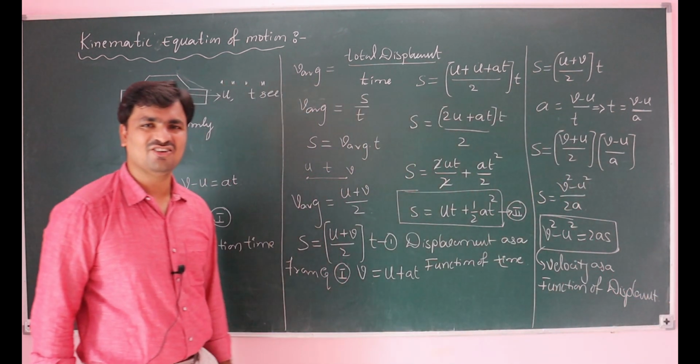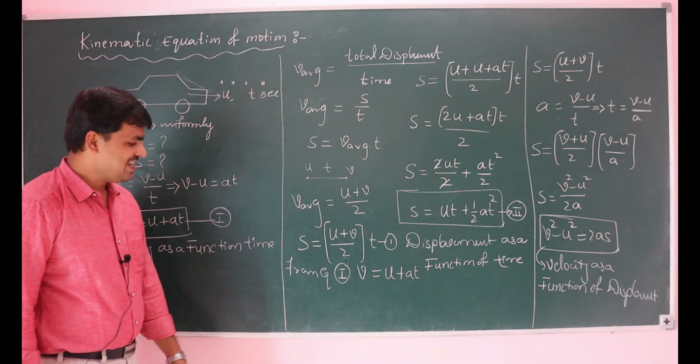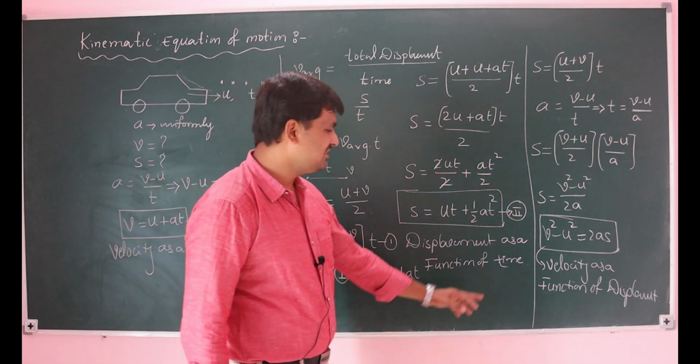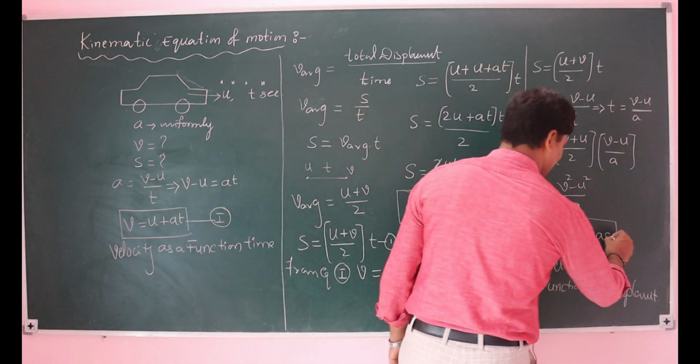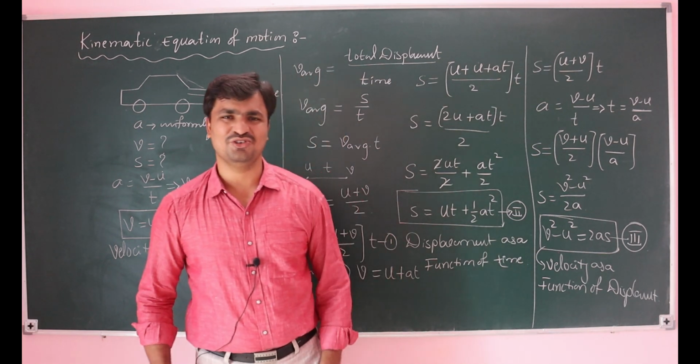See here we have three equations. First equation, velocity as a function of time. Second equation, displacement as a function of time. And third equation, velocity as a function of displacement. These three are the basic equations of motion.